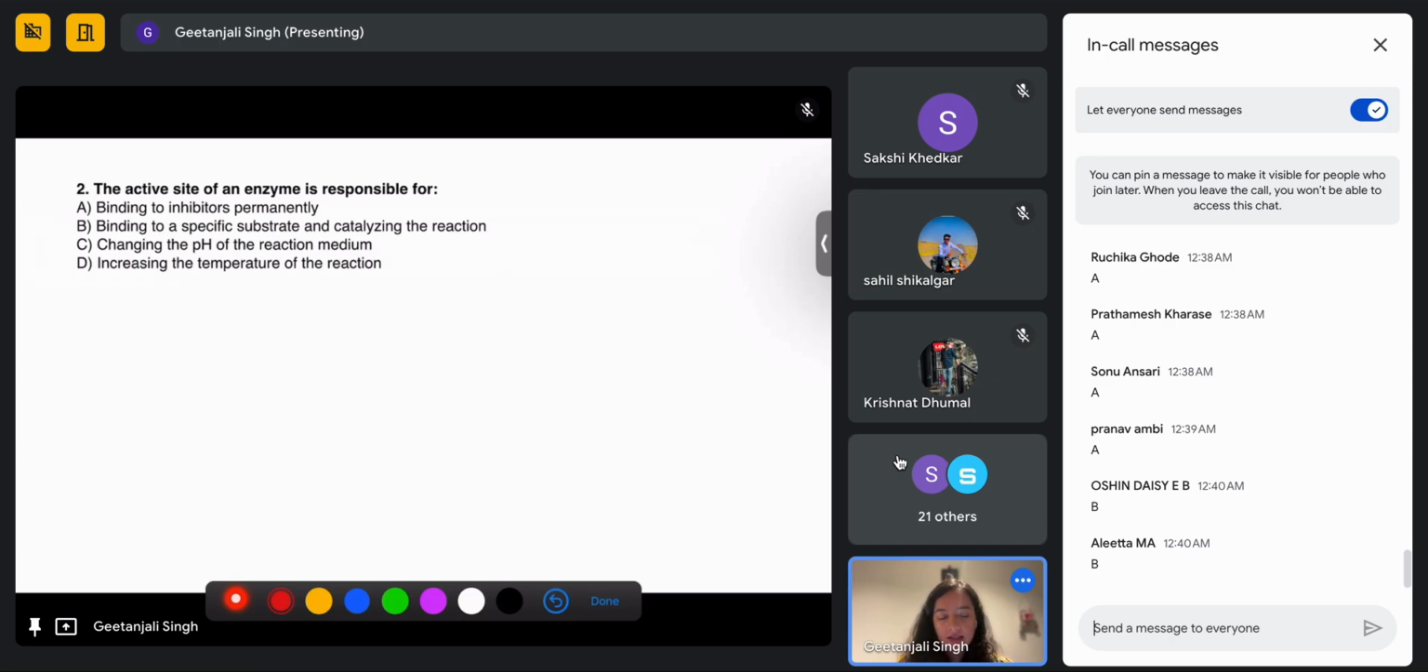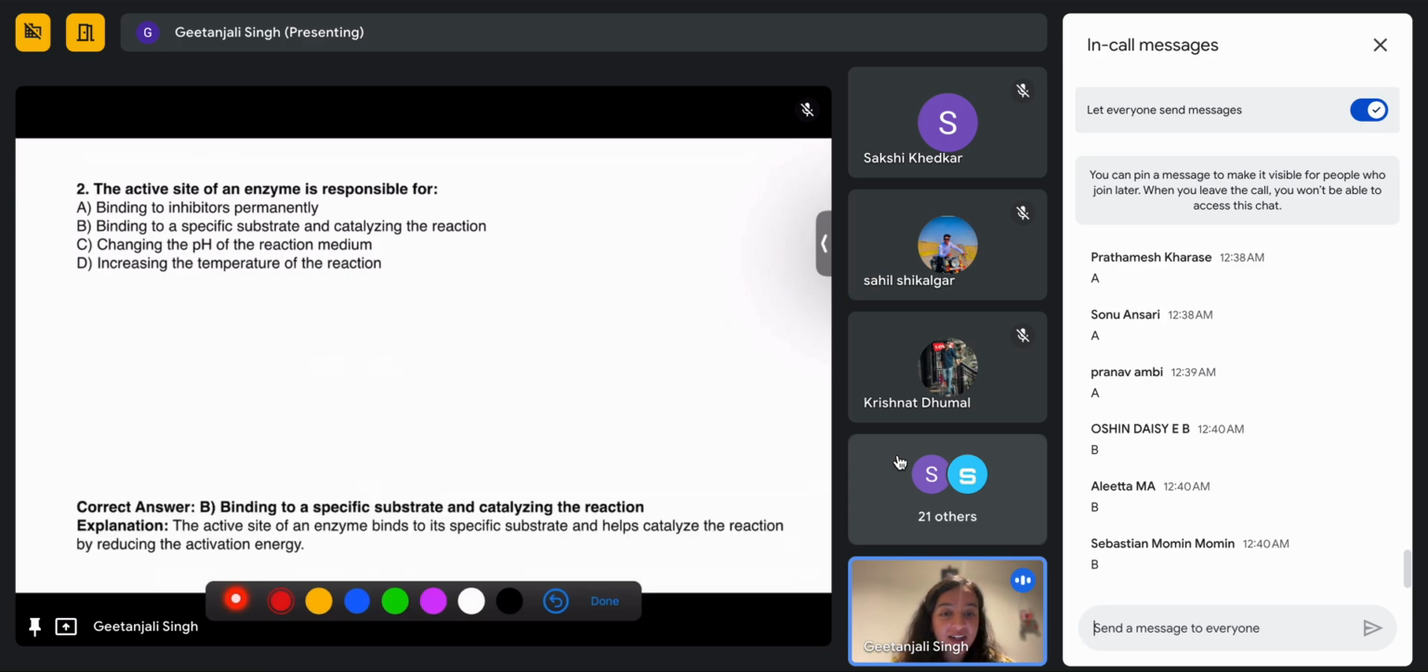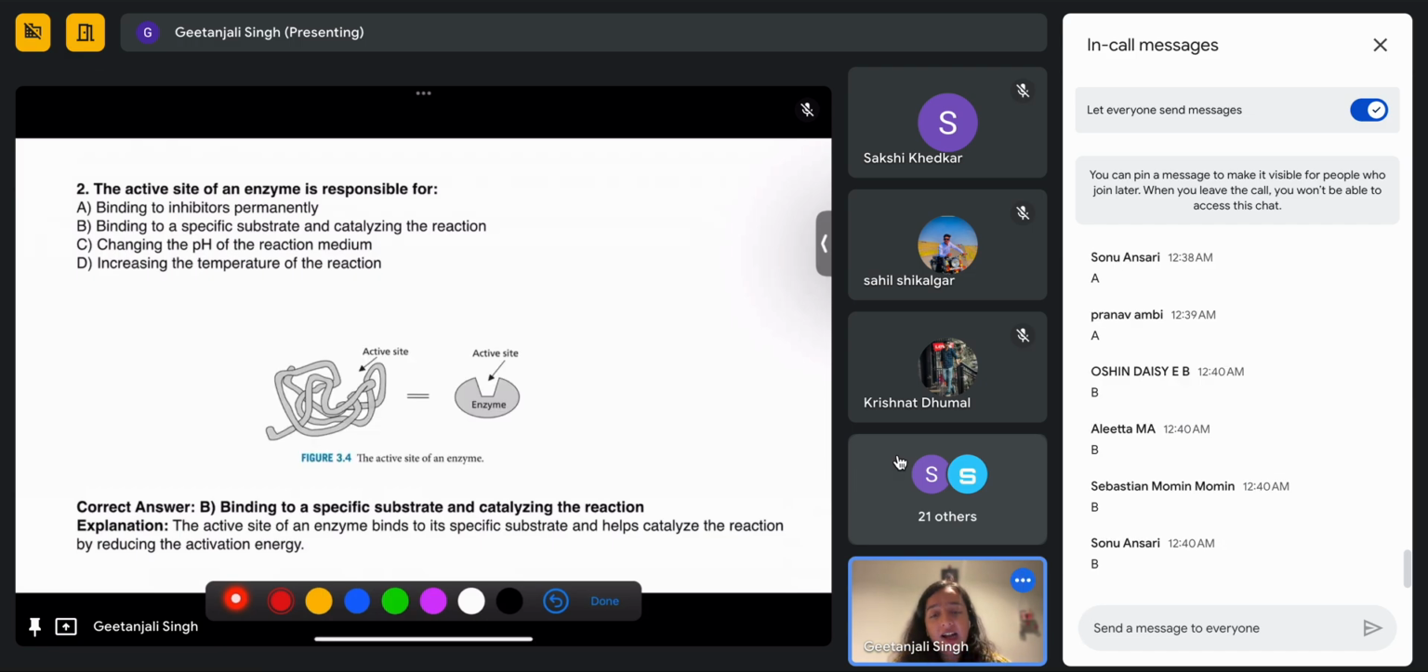Now, let's see what the active site actually is. All of you are quite right. It is B, binding to a specific substrate and catalyzing the reaction. Very good. Now, what's the active site? Active site is basically a cleft.